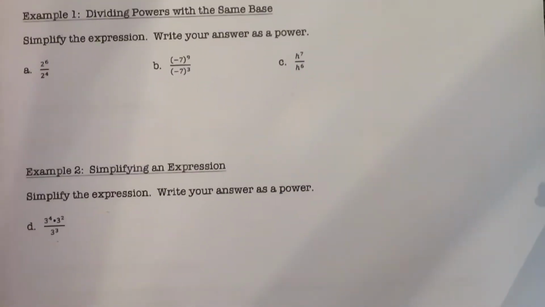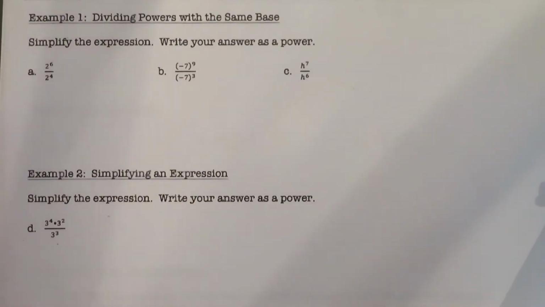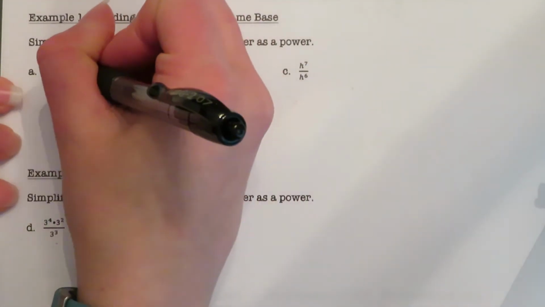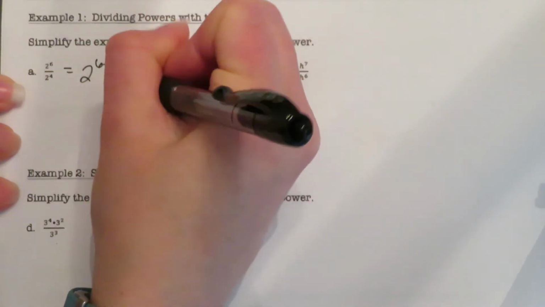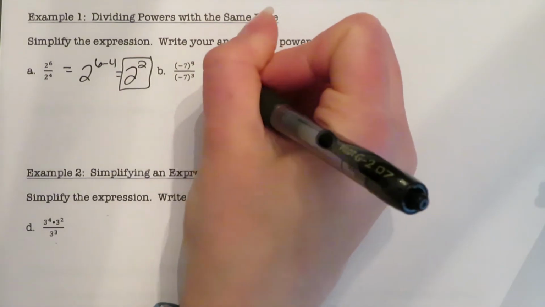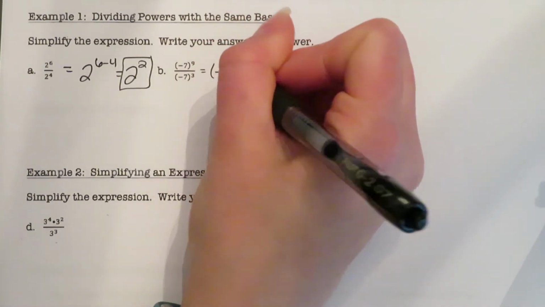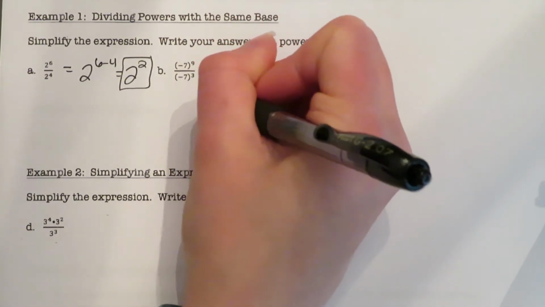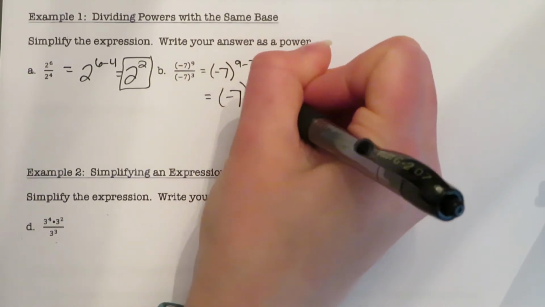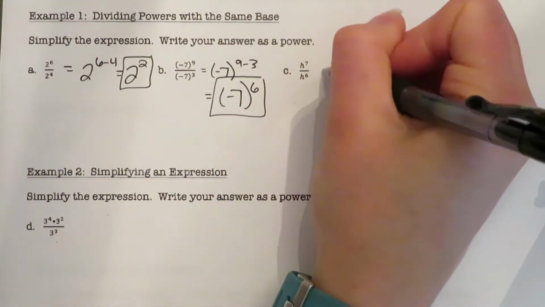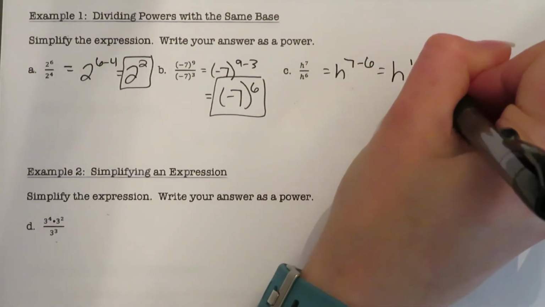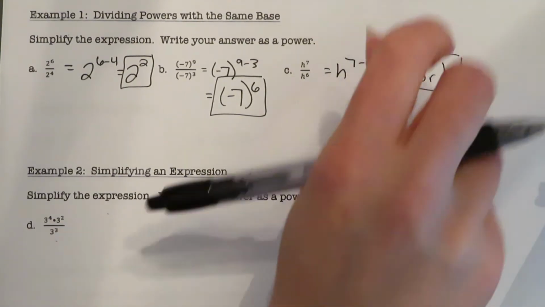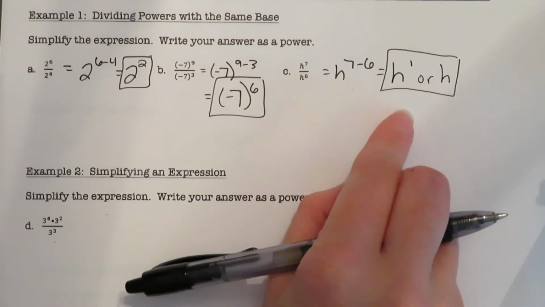Let's go ahead and try this. Dividing powers with the same base. Simplify the expression, write your answer as a power. So this is 2 to the 6 minus 4, which is 2 squared. Here we have the quantity negative 7 to the 9 minus 3. This equals the quantity negative 7 to the 6th power. Letter C, h to the 7th minus 6, which is h to the 1st, or h. This answer you can write both ways, that part doesn't matter.